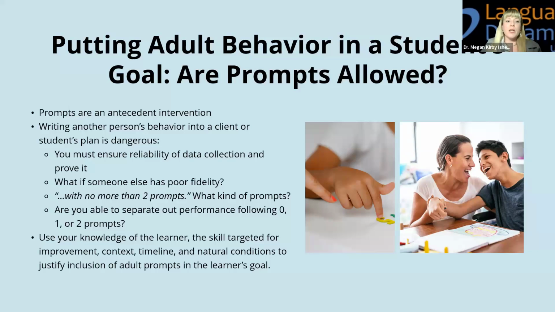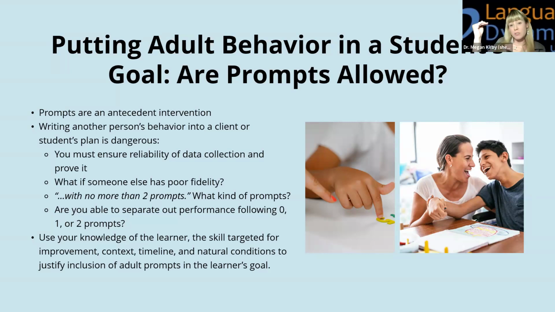Quick note, putting adult behavior in a student's goal. I will forever be on the soapbox. Putting adult behavior in your student's goal means that adult better be with that kid for the rest of the duration of that plan. All right. So in real life, I care about independent performance. That's why I'm justifying need for specialized services and intensive targeted intervention. So I write goals based on the learner can independently blah, blah, blah, or a learner will independently blah, blah, blah. I want to know where they're at independently.